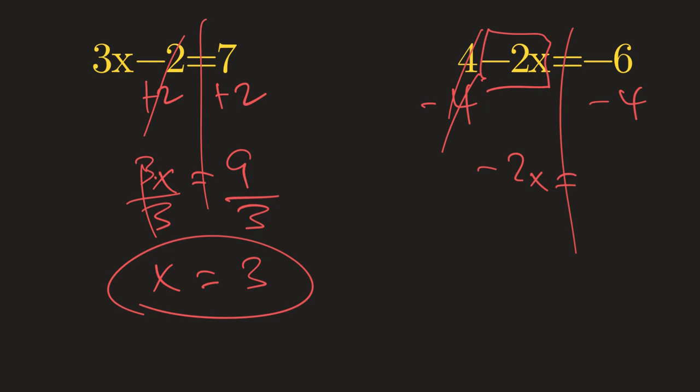Okay. On the right side, what is negative 6 minus 4? Negative 10. Same sign, keep the sign, add the numbers. Negative 6 minus 4 is negative 10.